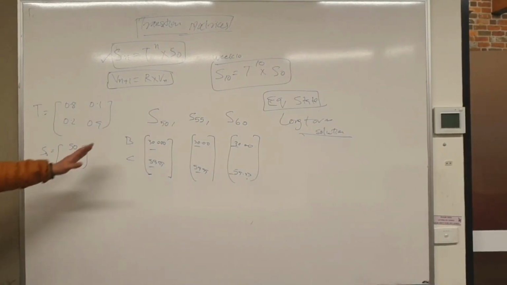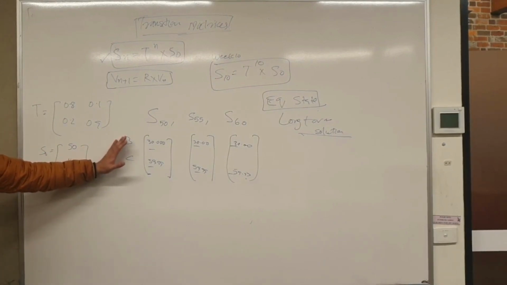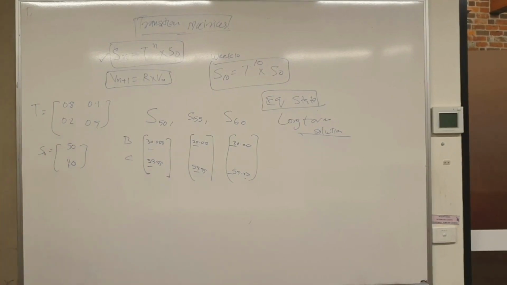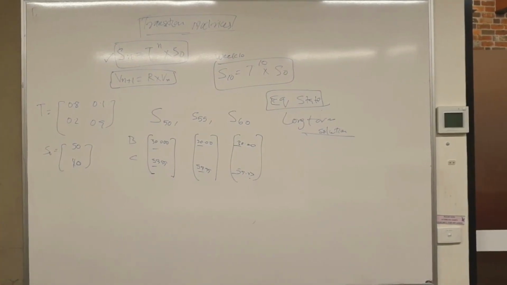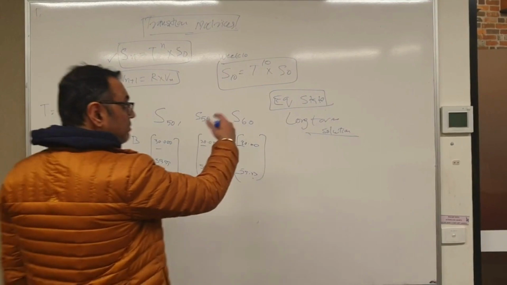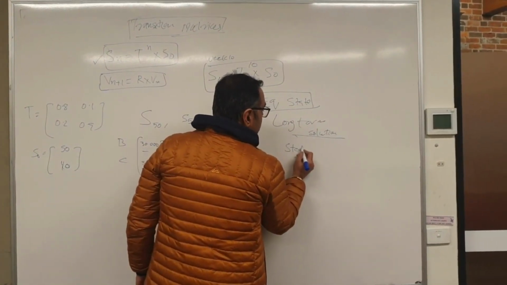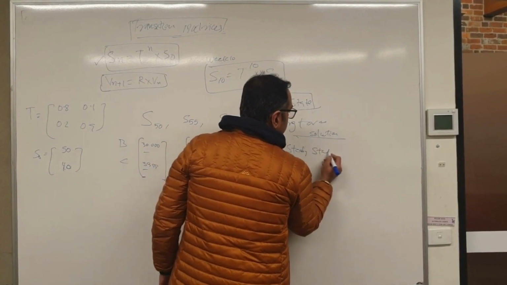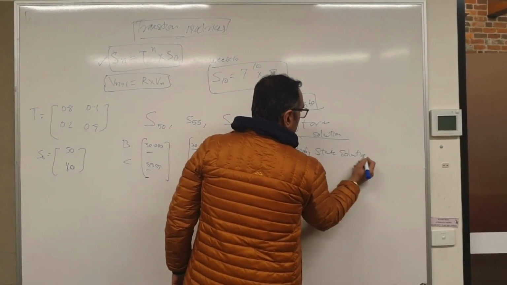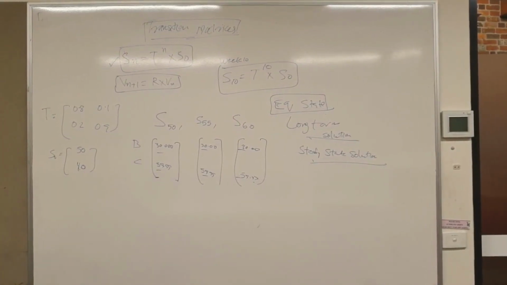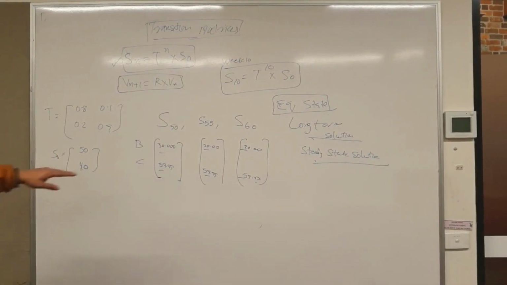Right? So that's called the long-term solution for any problem that you are trying to solve. Or I call this the equilibrium state, or I call it a long-term solution, or a steady state solution. They're all talking about throwing large values of n and giving the answer.